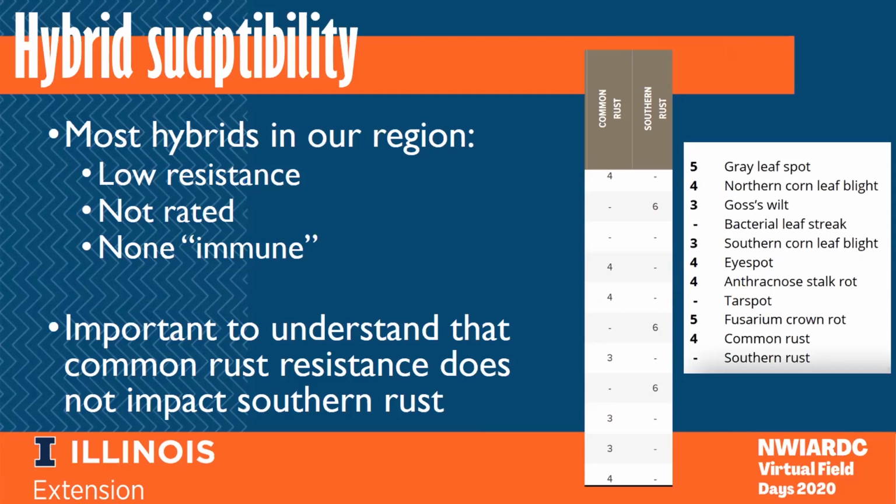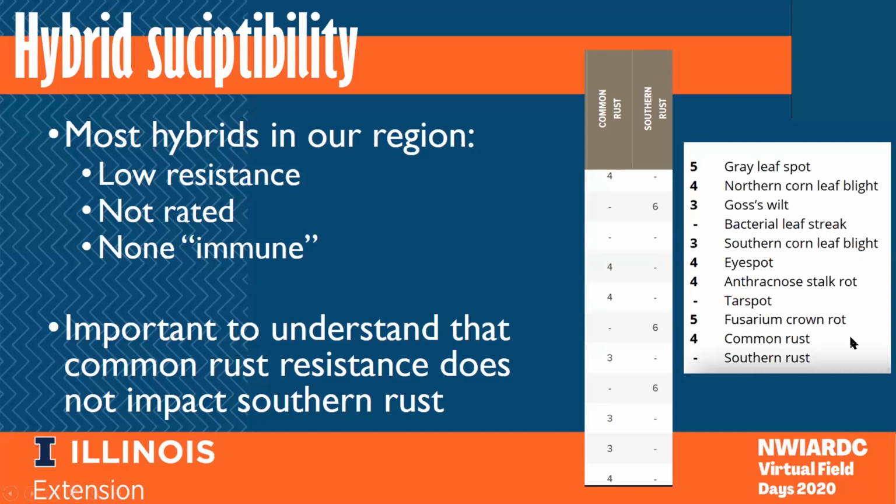But the key here is none of these are going to be immune. They can slow the disease development and reduce the impact, but that doesn't mean you're not going to see any disease. It just means you might see less disease over time. Quite a few of the hybrids you look at will be rated for common rust, and as I mentioned before, that's a different disease. Just because you have resistance to common rust does not mean you're going to have resistance to southern rust, and vice versa.